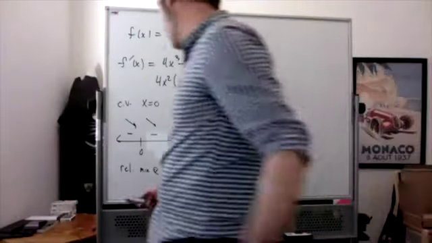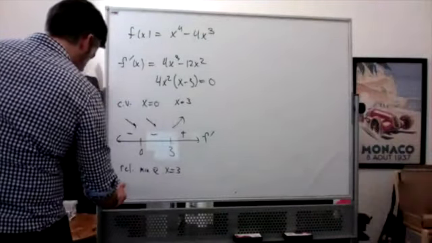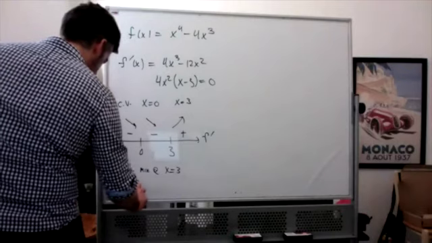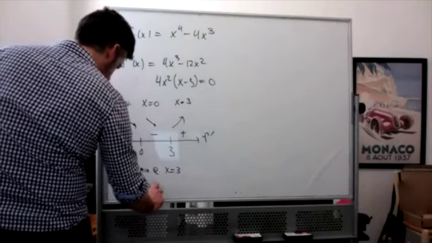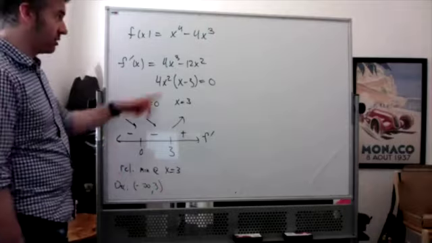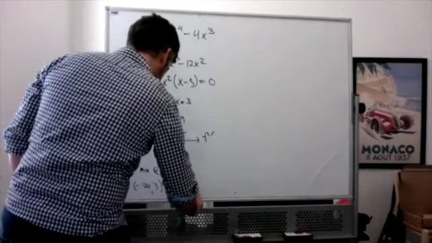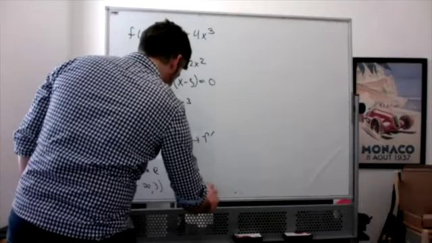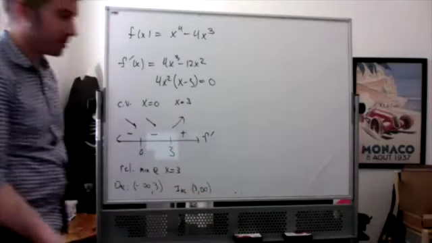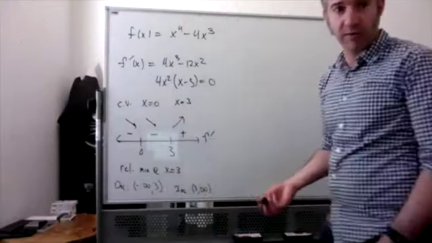I would also say that the intervals of increasing, decreasing are, it's decreasing on the interval from negative infinity to 3. Right? We include the 0 because the function is certainly defined there. It's increasing on the interval 3 to infinity. Okay. Let's look at the second derivative stuff.